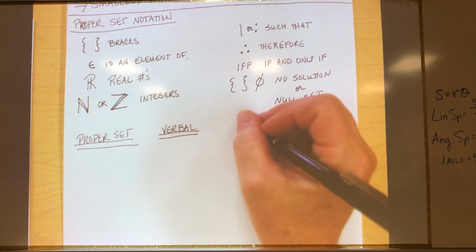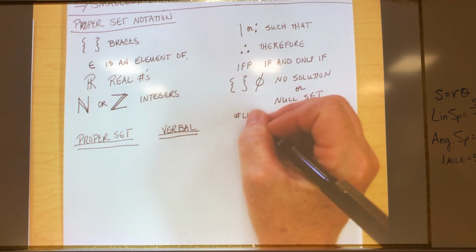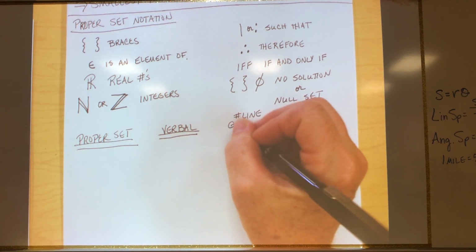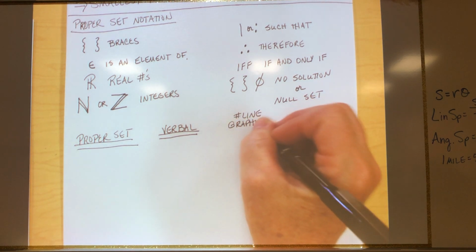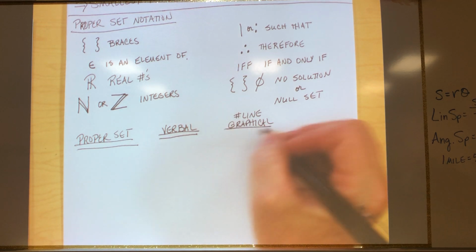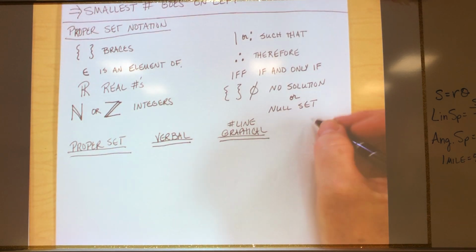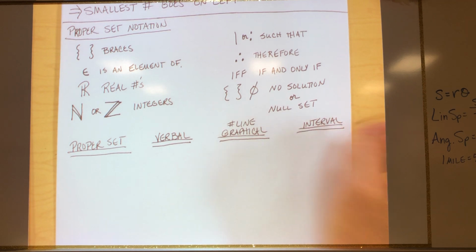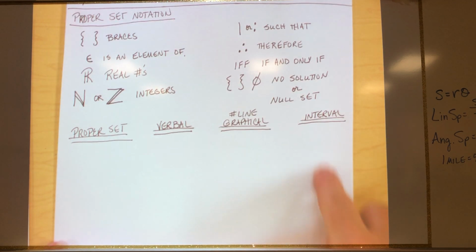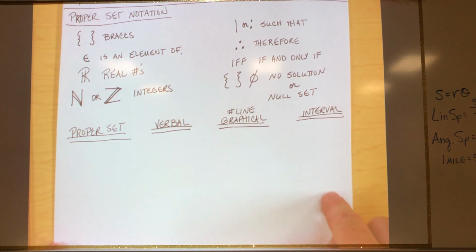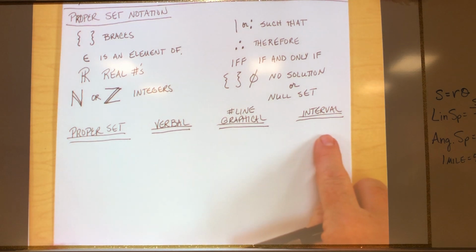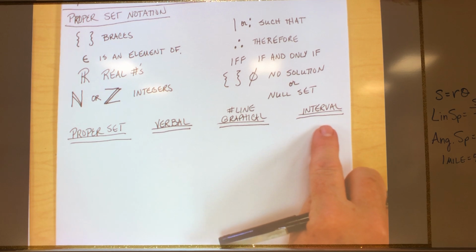The next thing is going to be a number line. And that's actually going to be a graphical representation. And the last thing is going to be interval notation. And what you're going to find is that this is going to become your most favorite way of writing stuff, because it's very straightforward. It's very easy just to look at it and go, oh, this is what you're talking about.